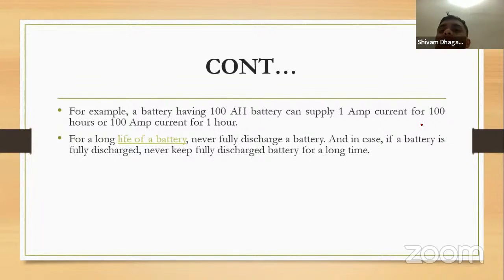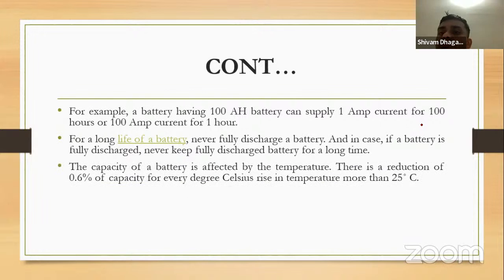For a long life of a battery, never fully charge the battery. And in case a battery is fully charged, never keep a fully discharged battery for a long time. The capacity of a battery is affected by the temperature. There is a reduction of 0.6% of capacity for every degree Celsius rise in temperature above 25 degrees Celsius. So the optimum is 25. After that, it starts losing its capacity.